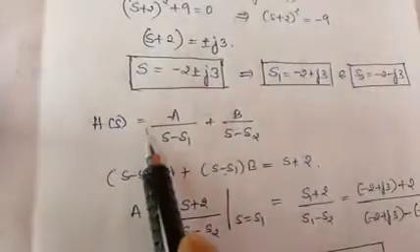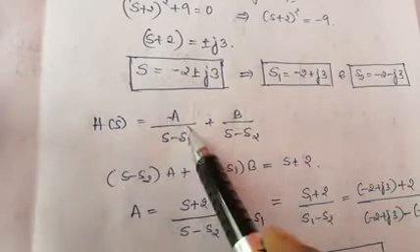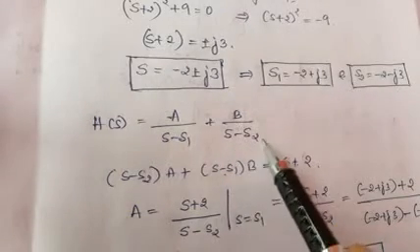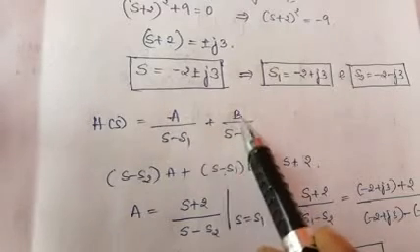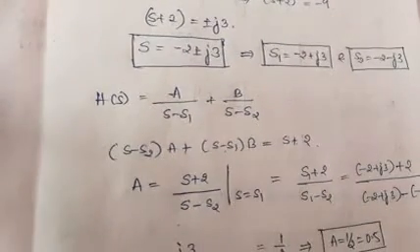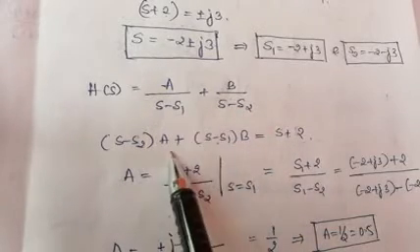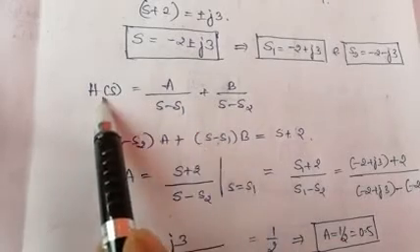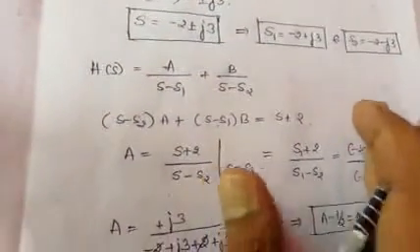Same thing I am representing here, that is H of s. I am substituting these values in the given transfer function, that is H of s equal to A divided by (s minus s1) plus B divided by (s minus s2), where s1 and s2 represent the poles of the system. Let us calculate the constant terms with the help of the partial fraction expansion method. So A into (s minus s2) plus B into (s minus s1) equal to what? H of s. H of s is what? H of s is, that is s plus 2.